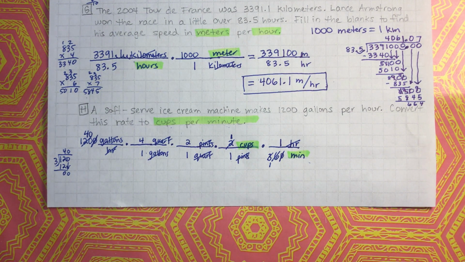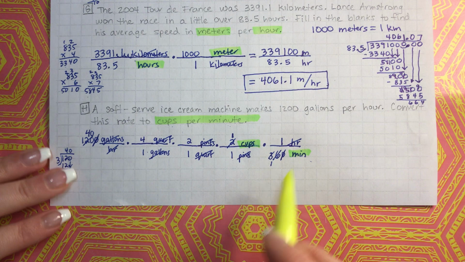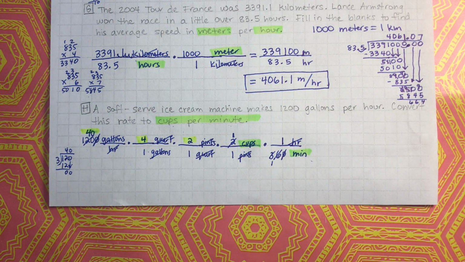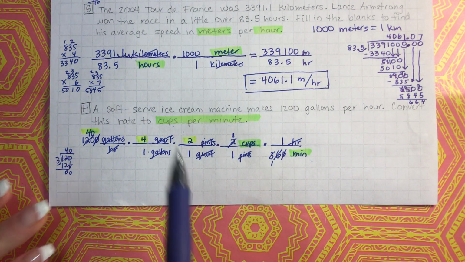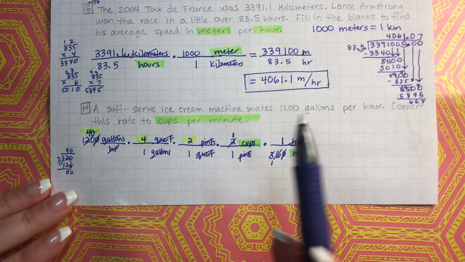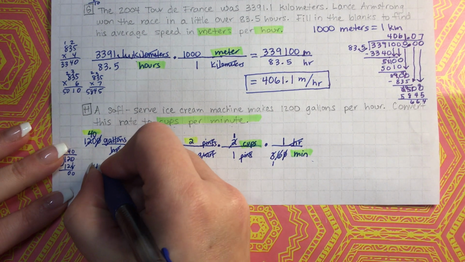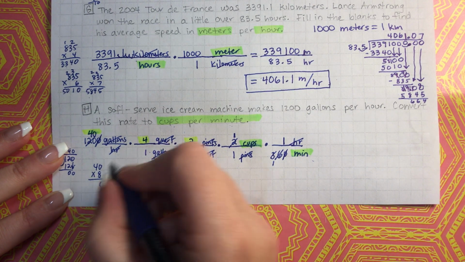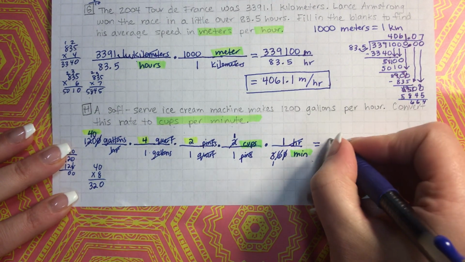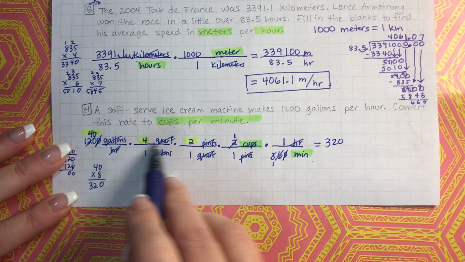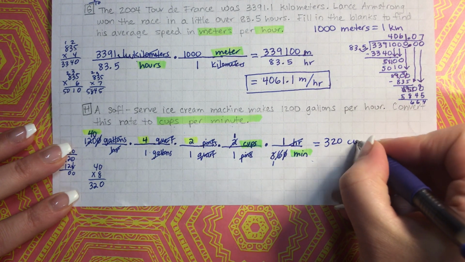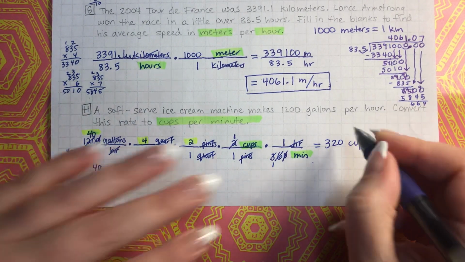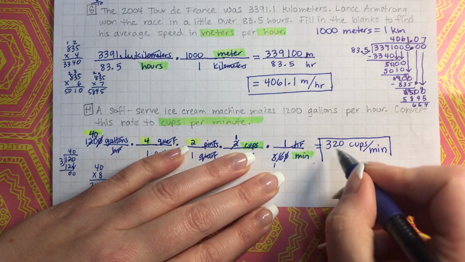So basically the numbers that are left have nothing but ones on the bottom, and I have 40 times 4 times 2 on top, which is super nice because if I think of 4 times 2 as 8, all I got to do is go 40 times 8, and I have the answer. 8 times 0 is 0. 8 times 4 is 32. So I end up with 320 cups per minute. And there we have it.